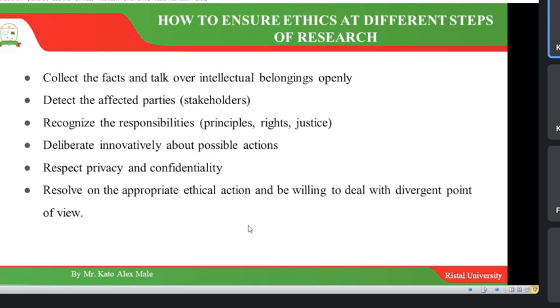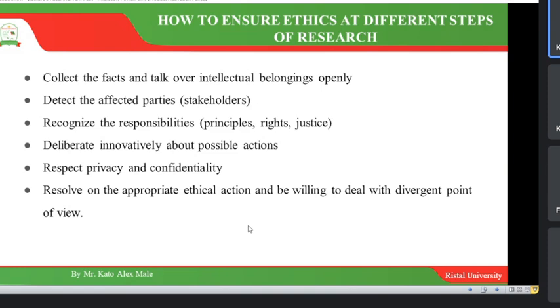Respect privacy and confidentiality, meaning do not collect someone's information from any open place. Try to be in a closed area. Try to interview these participants. They give the information, and that will already be a principle achieved. Confidentiality: do not identify them by their names, meaning some other person who reads through your data sheet will not be able to identify that this data belongs to Mr. Kato Alex Mare, who gave us this information. You get it? Confidentiality.